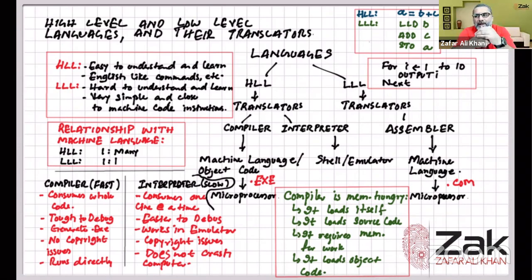So the compiler is tough to debug because it throws so many errors over the screen that the programmer becomes overwhelmed about what to do and what not to do. But everything can be done. So it is tough, not impossible. It is tough but possible.